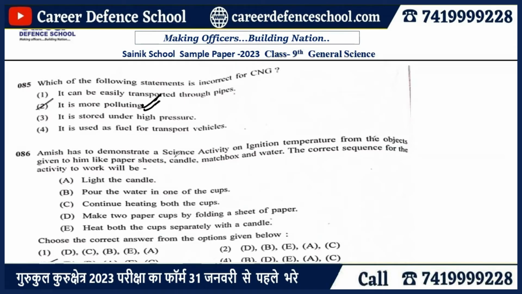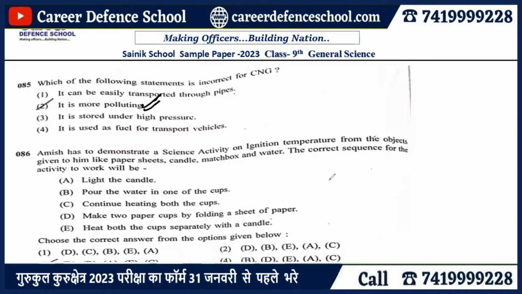Amish has to demonstrate a science activity on ignition temperature from the objects given to him, like paper sheets, candle, matchbox, and water. The correct sequence for the activity to work will be. First option, मतलब sequence में जो दे रखा है: light the candle, pour the water in one of the cups, continue heating both the cups, make 2 paper cups by folding a sheet of paper, heat both the cups separately with a candle.